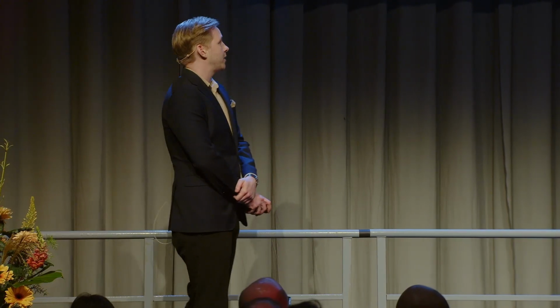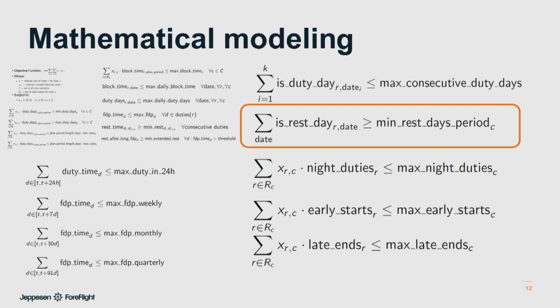So if we take one example, we can have this rest day. This can be modeled in a few different ways. This time we can say it's a soft constraint, meaning that we are allowed to break it, but by doing so we need to pay a penalty. So the overall roster becomes less attractive in the global solution.